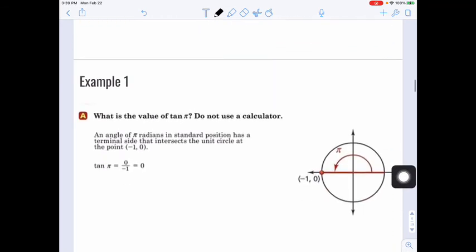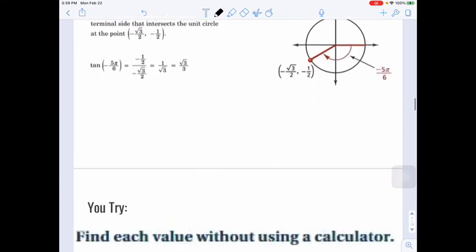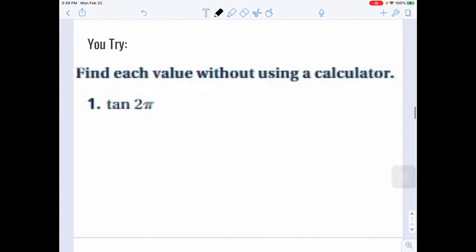The work for this problem is written out on the next few slides. And now I would like you to try number 1. Find each value without using a calculator. Tangent of 2 pi.